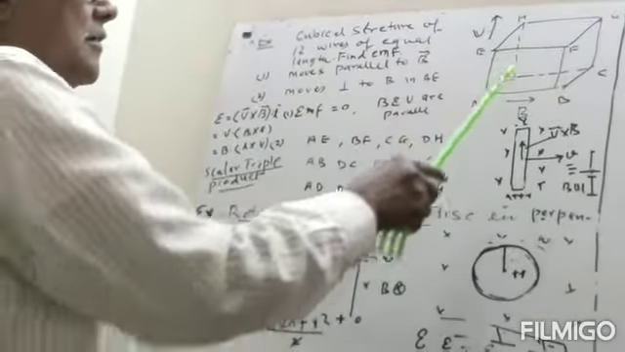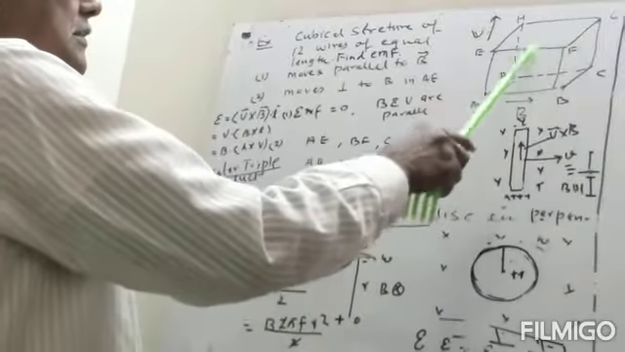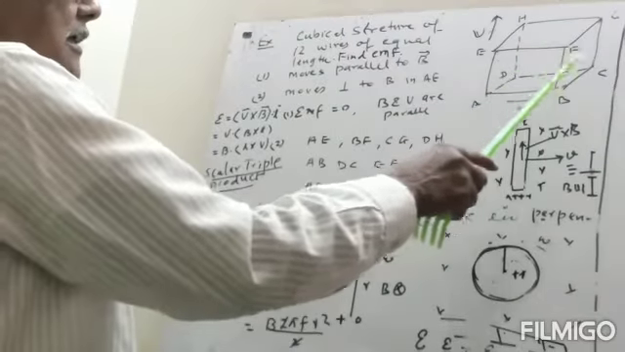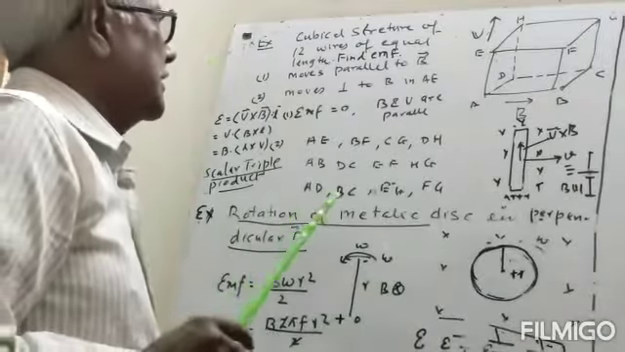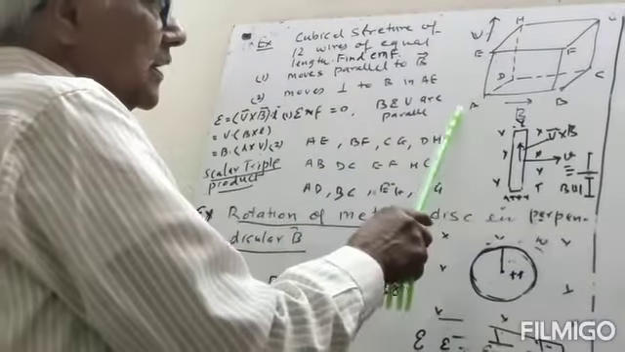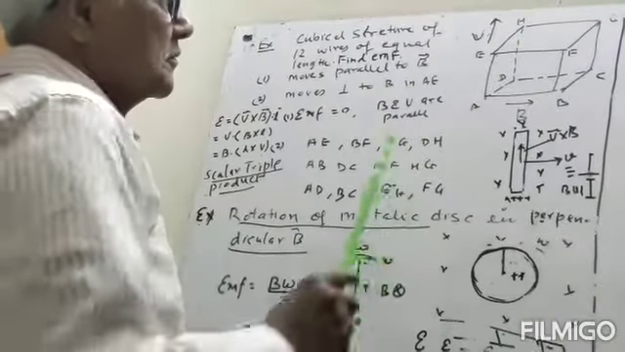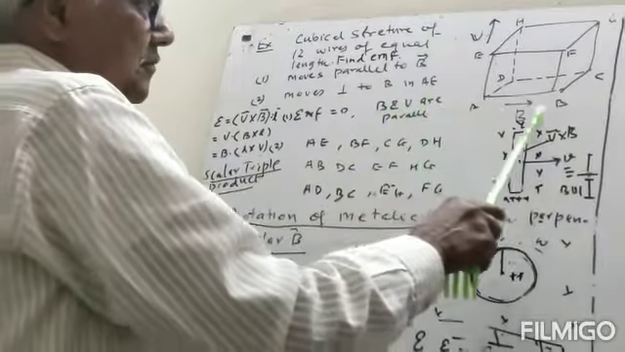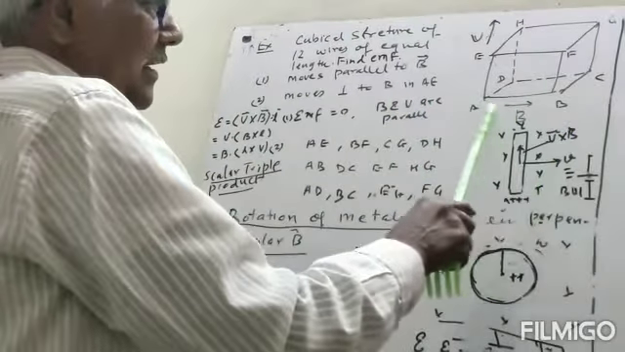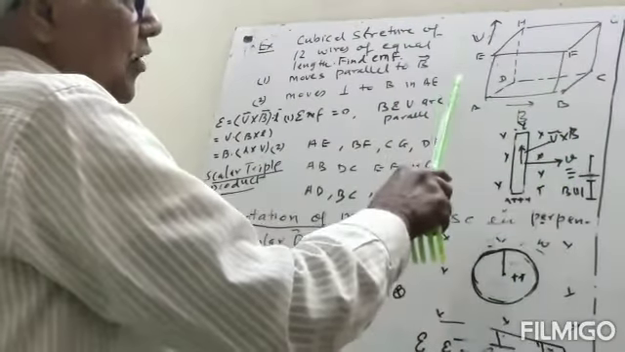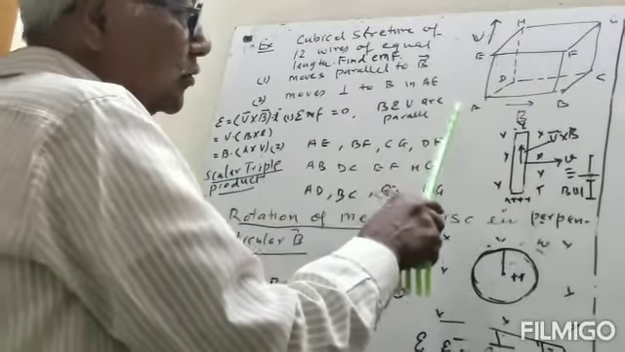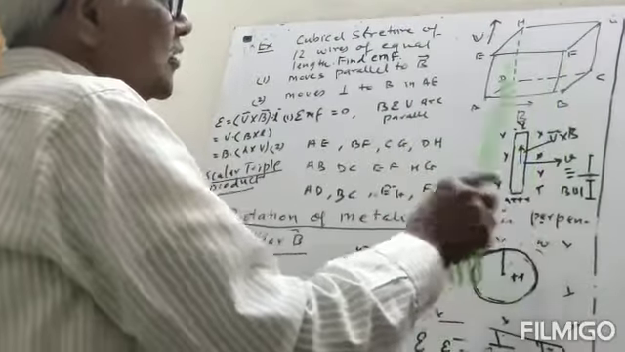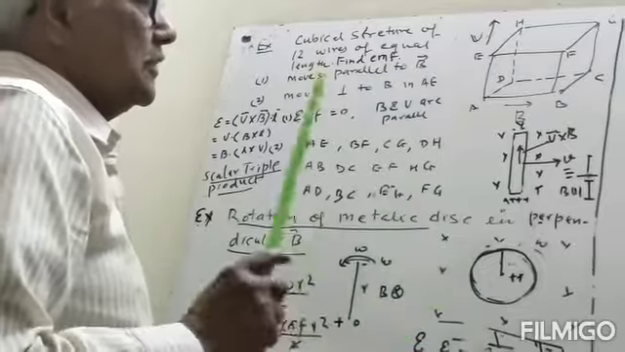There are 12 wires, 1, 2, 3, 4, 5, 6, 7, 8, 9, 10, 11, 12. They are of equal length. In the first case, it is moving in the direction of the magnetic field, which is from left to right, and the cuboid is also moving in this direction. So what will be the direction of EMF?